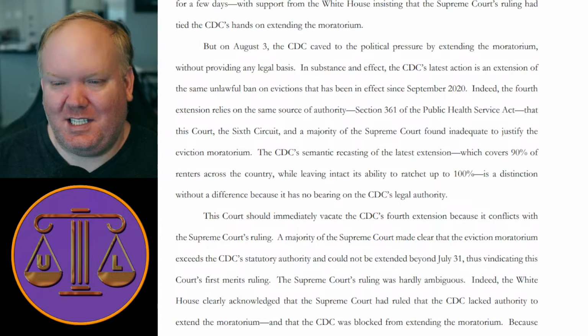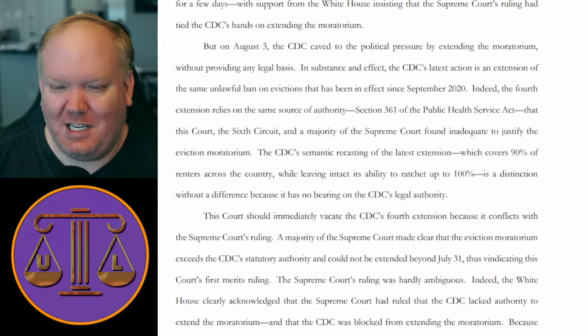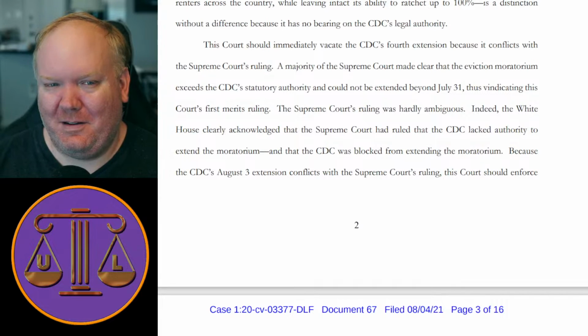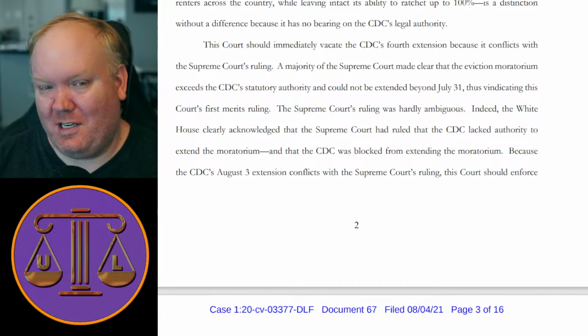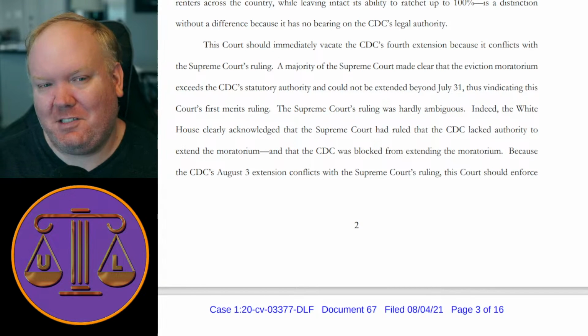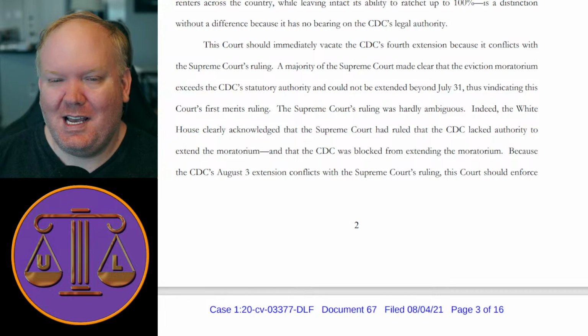The CDC's semantic recasting of the latest extension, which covers 90% of renters, while leaving intact its ability to ratchet up to 100%, is a distinction without authority. I agree. The Supreme Court, this court, that would be the district court in this case. The district court should immediately vacate the fourth extension because it conflicts with the Supreme Court. Yeah. A majority of the Supreme Court made clear the eviction moratorium exceeds CDC statutory authority and could not extend beyond July 31st, thus vindicating this court's first merits ruling. I mean, that's the way I count the votes.